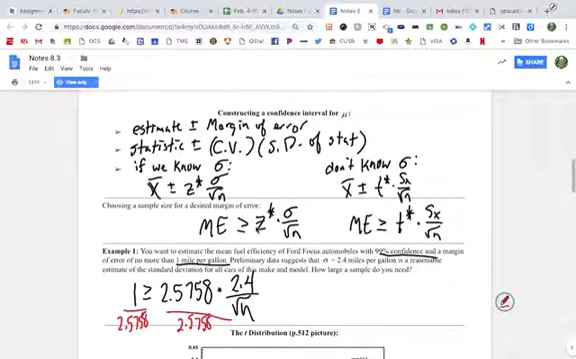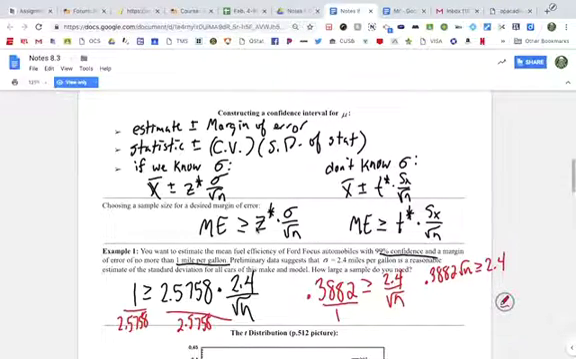Okay? If I do that, I get 0.3882 is less than or equal to 2.4 over the square root of n. So now we cross multiply. Put that over 1, cross multiply, I get 0.3882 times square root of n is greater than or equal to 2.4. Divide by 0.3882. So I get the square root of n is greater than or equal to 6.18192. Square both sides, n is greater than or equal to 38.21.